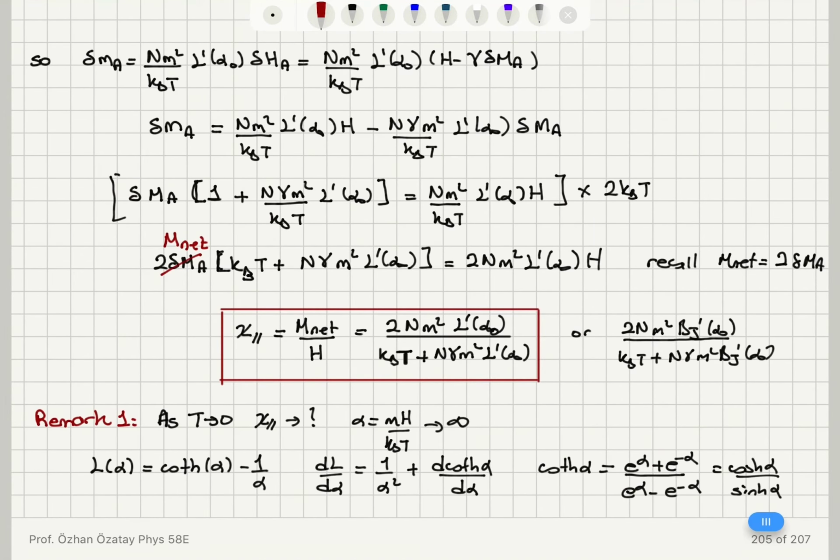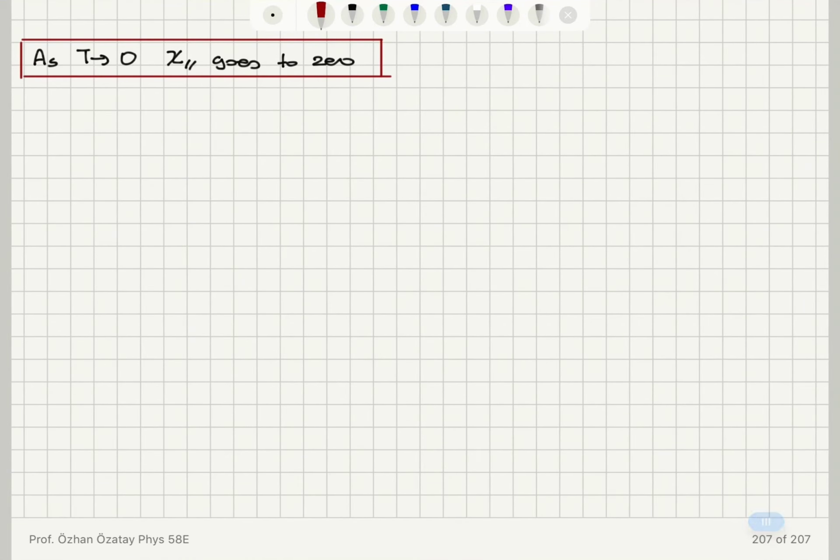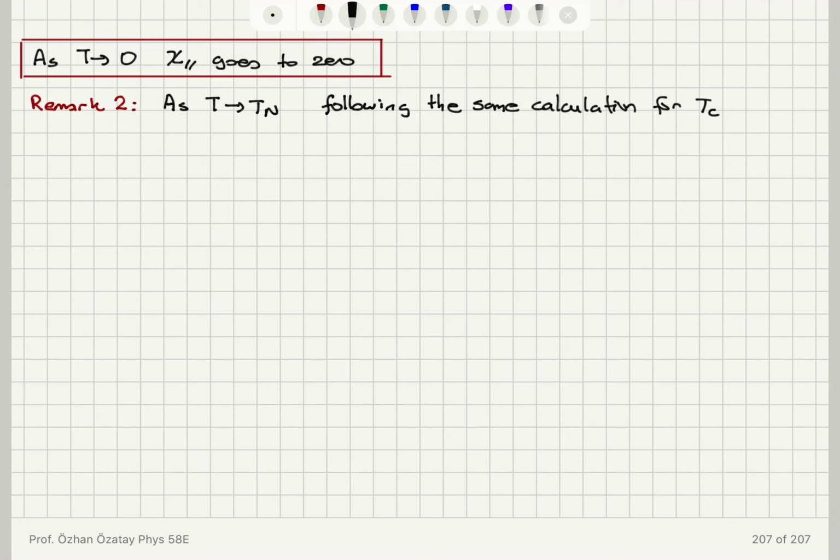And I want to look at, in the second remark, the behavior of the longitudinal susceptibility as T approaches the Néel temperature. We can follow the same calculations we did for the Curie temperature for one sublattice. So following the same calculation for Tc for a sublattice, we can do the following.